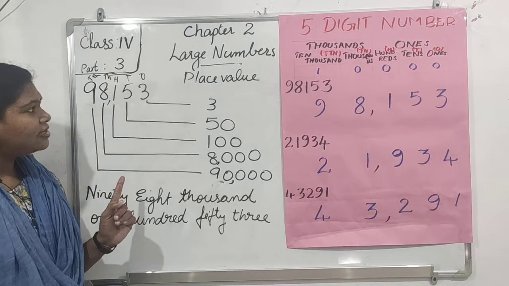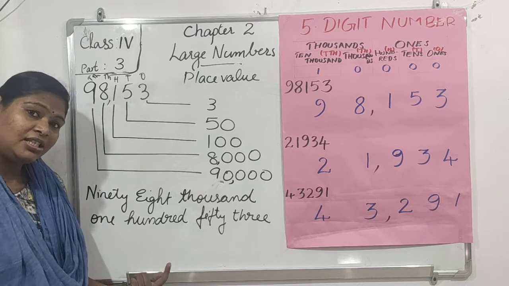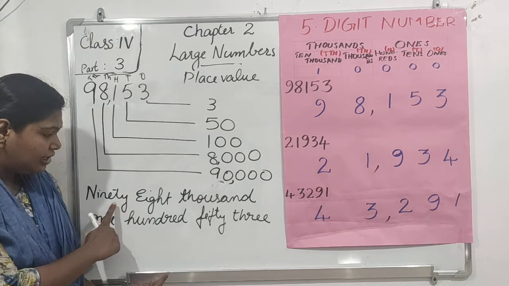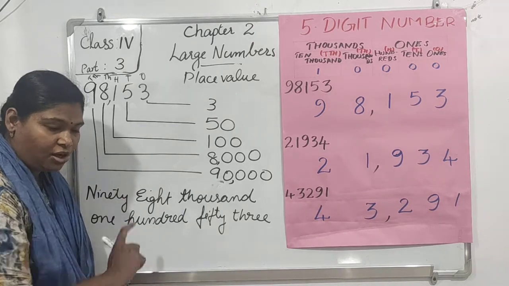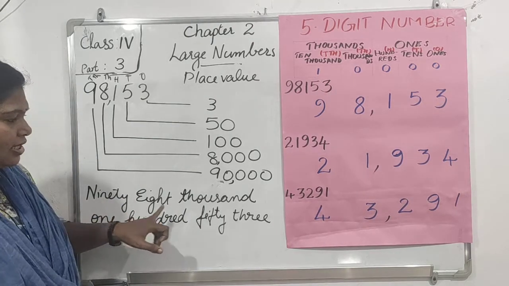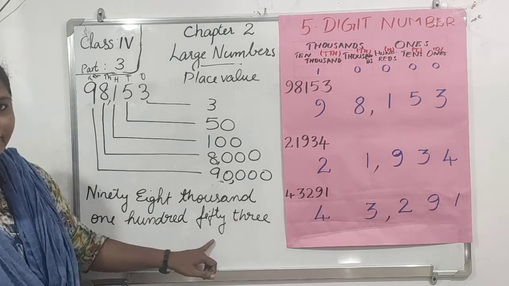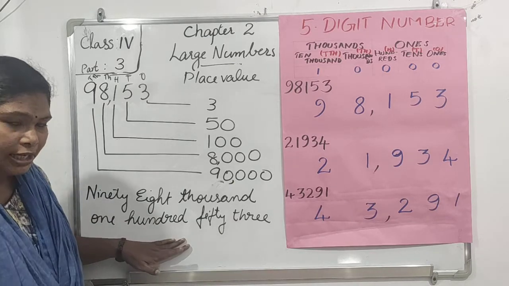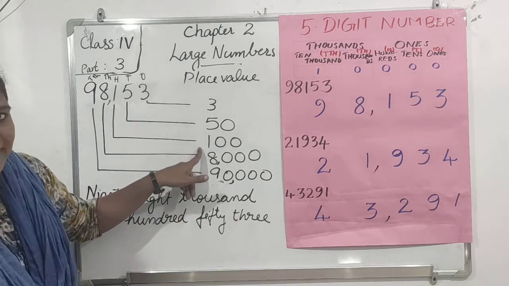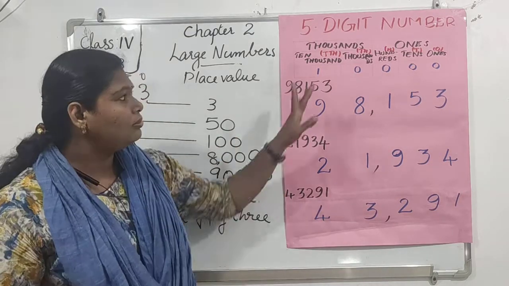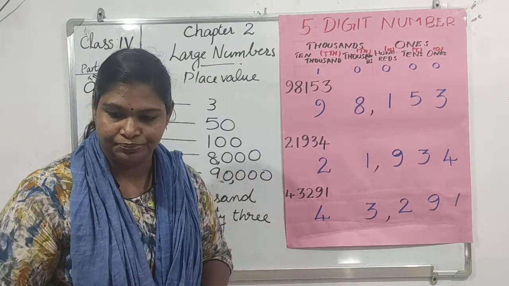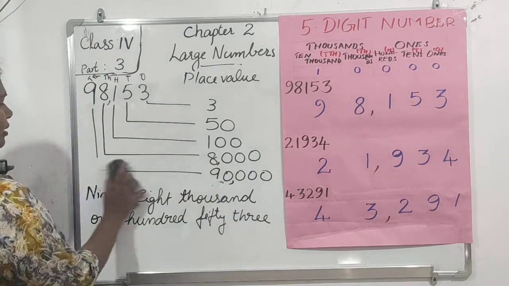We can write the name. 98,153. How do we write it? 98,153. This is the number name. This is not a number name, this is a place value chart. We already learned the expanded form, and this is the table method. I hope you understand these ones.